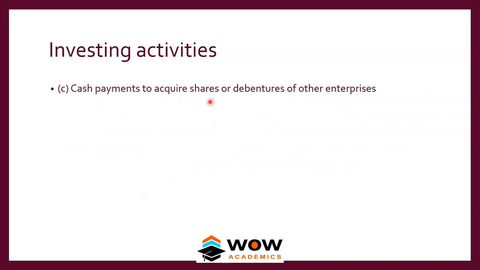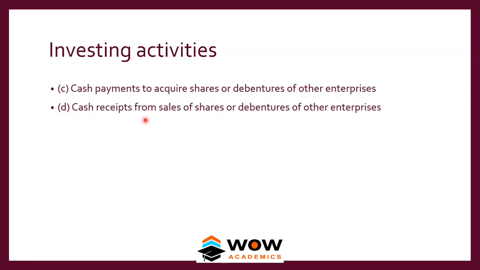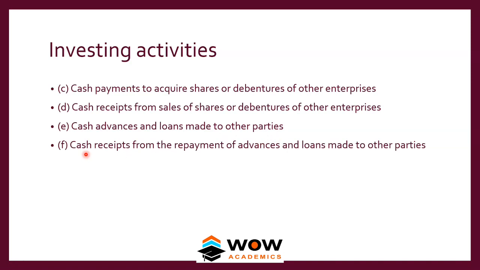So cash payments to acquire shares or debentures of other companies, that is also part of investing. Cash receipts from sale of shares or debentures of other enterprises. Cash advances and loans made to other parties. Cash receipts from the repayment of advances and loans made to other parties. So it's not only related to non-current asset purchase or sale, it can also relate to share and debenture purchase and sale, and any loans given to other companies, and when any loans issued have been repaid back, that also can form a part of investing activities.